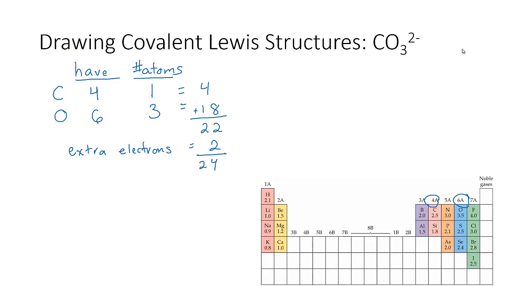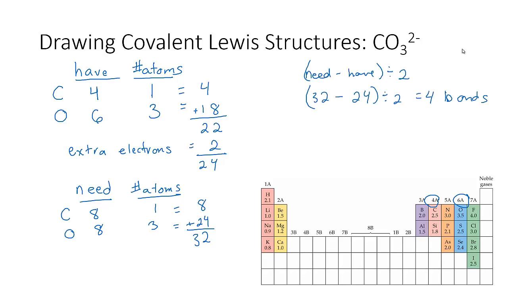So now, how many electrons do we need? Each carbon and oxygen needs 8 electrons. 8 times 1 gives you 8. 8 times 3 gives you 24. 8 plus 24 is 32. So now we know we need 32 electrons to be happy. So need minus have, 32 minus 24 is 8. 8 divided by 2 is 4 bonds. So I need to draw 4 bonds around my center atom.